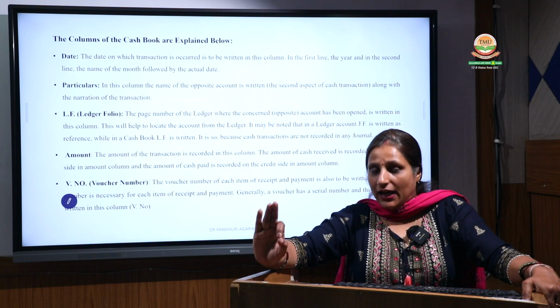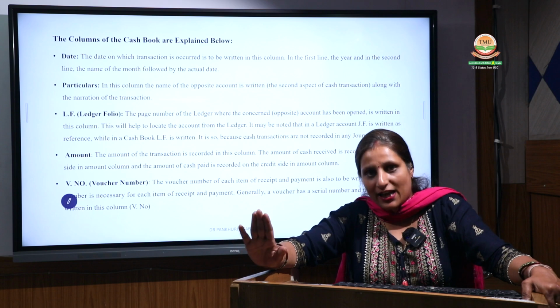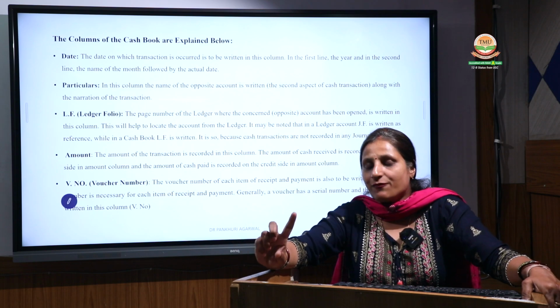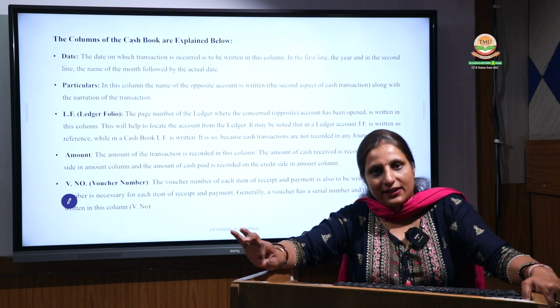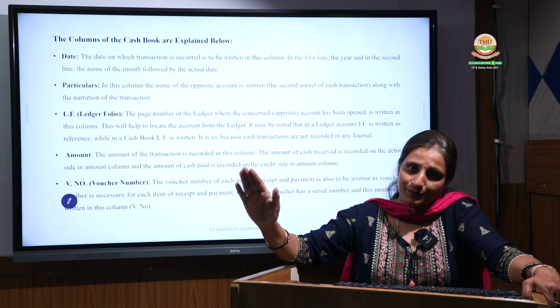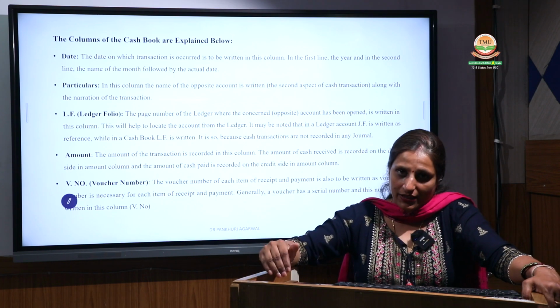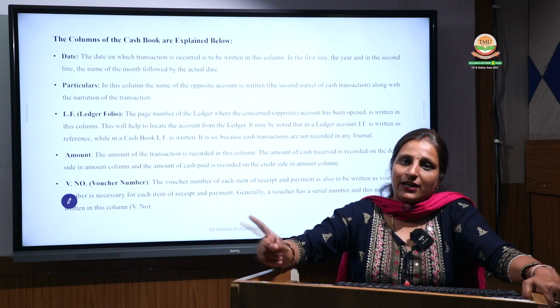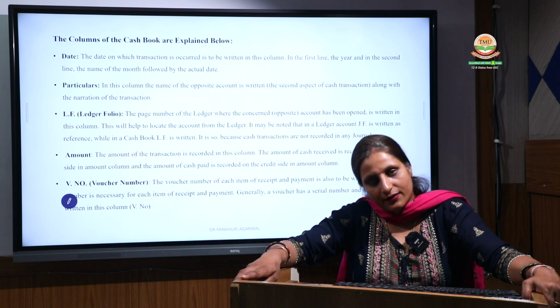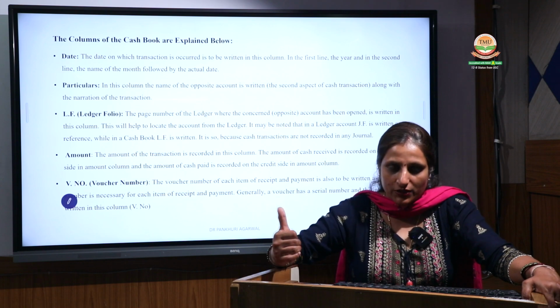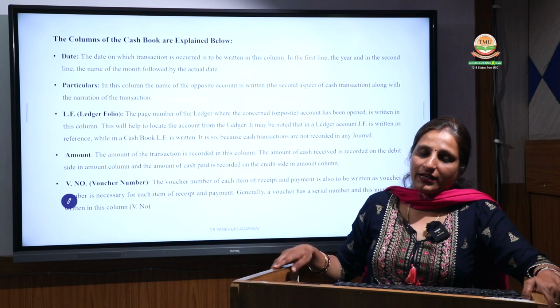I am preparing the cash book, so I have to see whether I have debited the cash account or credited the cash account. If I have debited the cash account, I will go on the debit side, and the other account, that is to Suresh, I will write on the debit side. Same I will do on the credit side. I will explain further when I do questions related to the cash book.